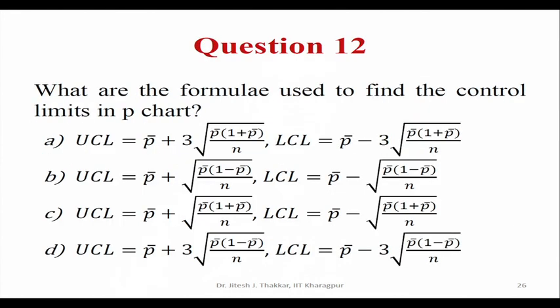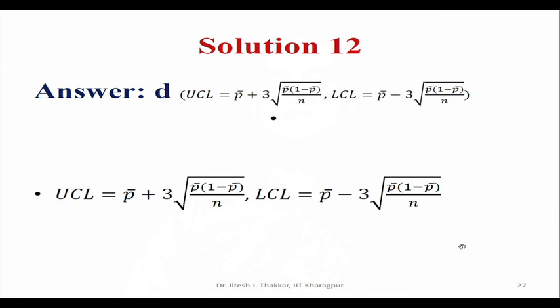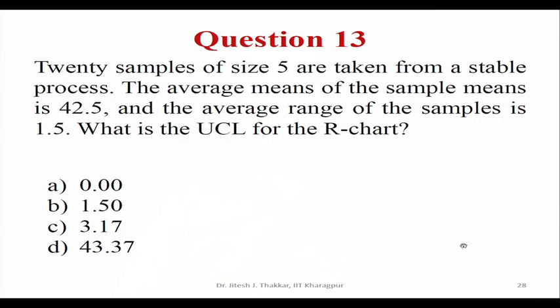Question 12. What is the formula used to find the control limits in a P chart? You can see the options on the screen, A, B, C, D, and if you carefully observe, the correct answer is D, that is UCL is equal to P bar plus 3 square root of P bar (1 minus P bar) divided by n, and LCL is P bar minus 3 square root of P bar (1 minus P bar) divided by n.